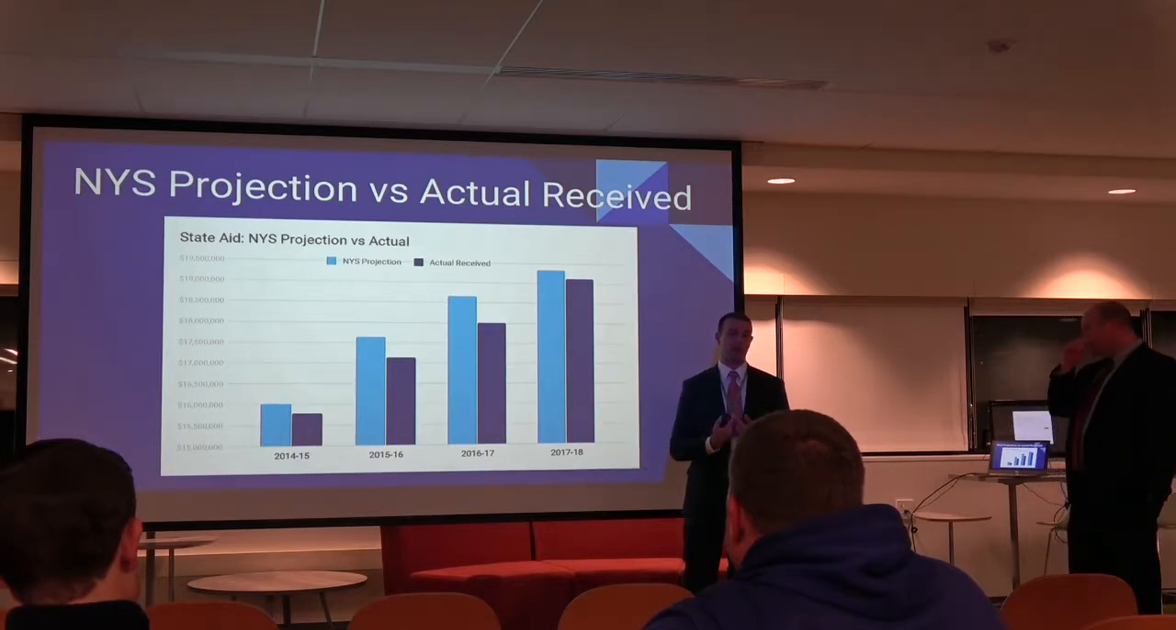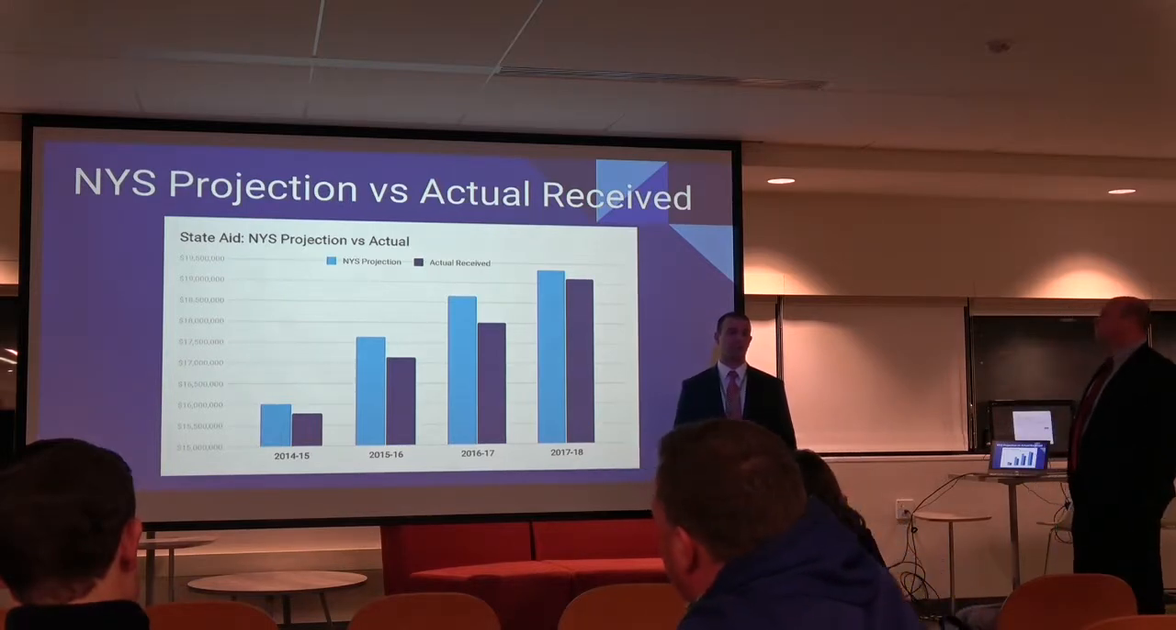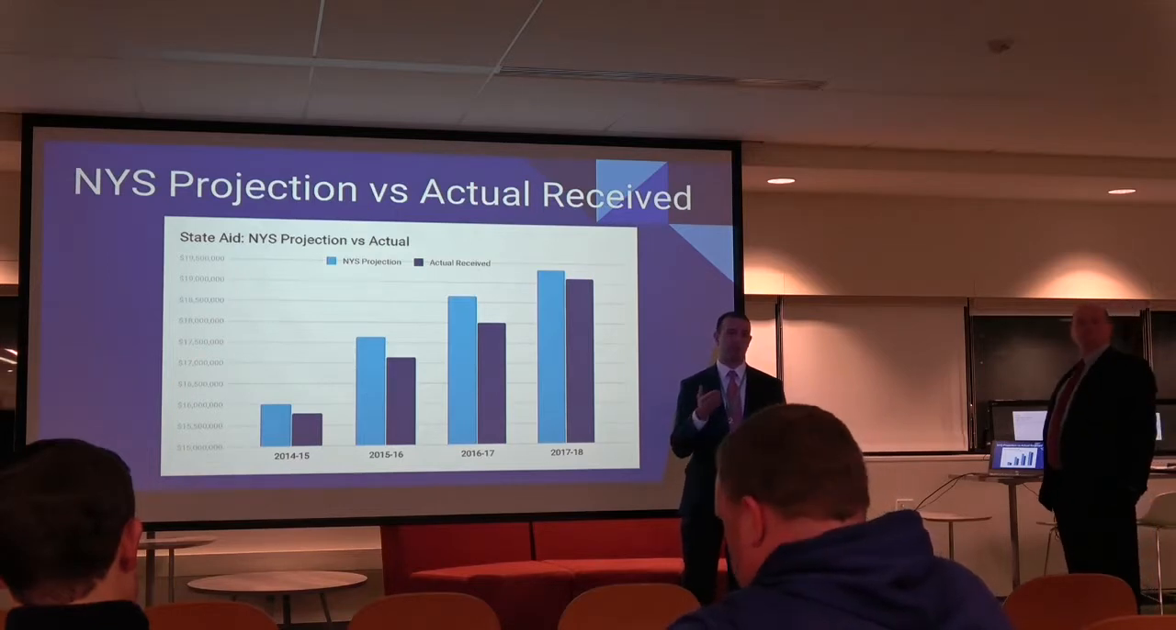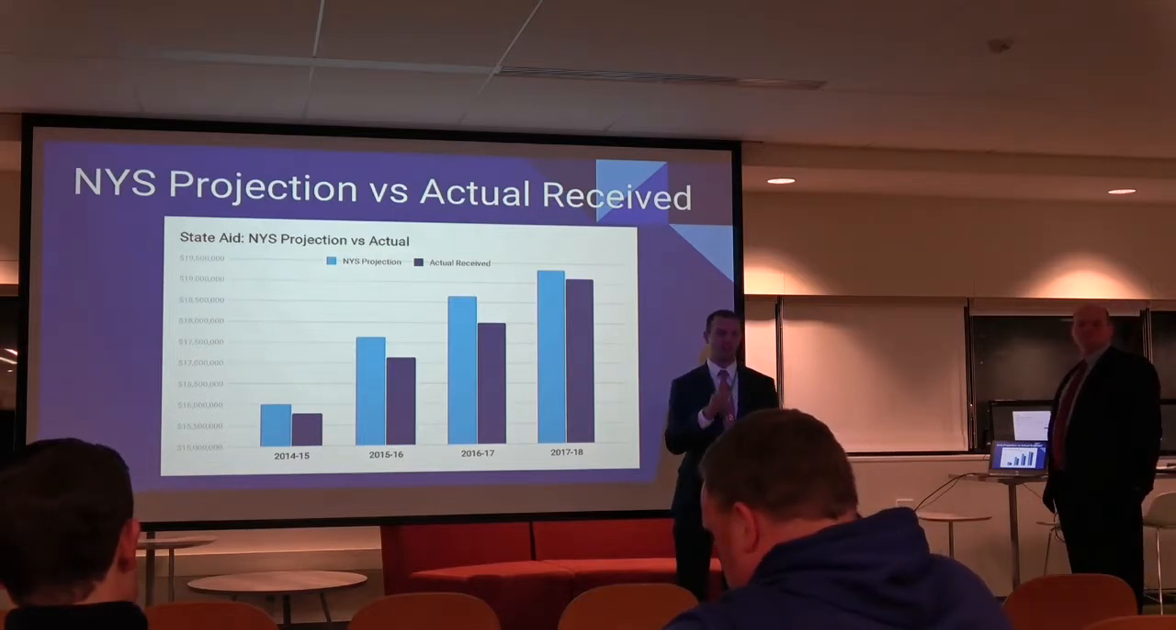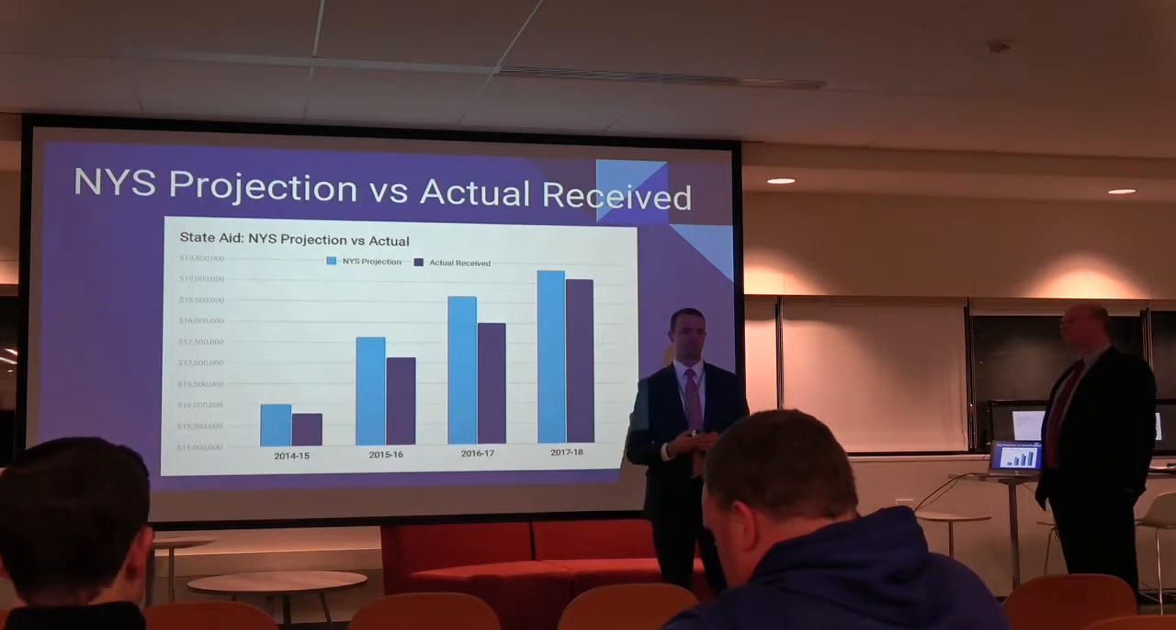So we had to back out of the state's projection, the amount that they assumed they were going to have to give us. But there is no loss in aid. Instead, it's just deferred for another year. Did I answer your question?